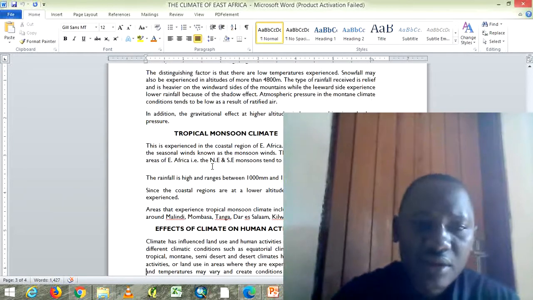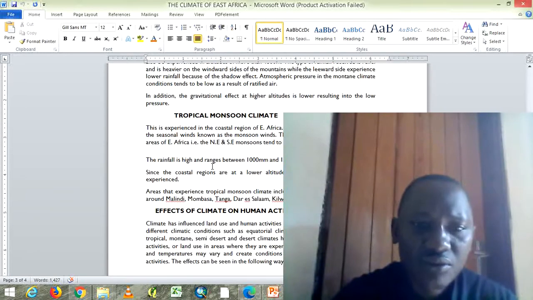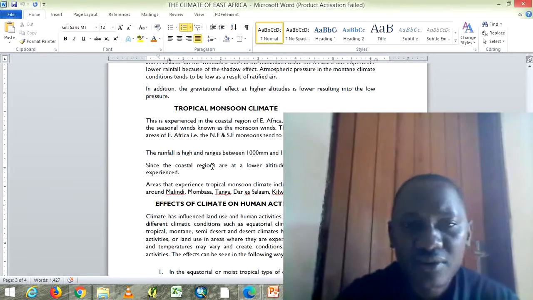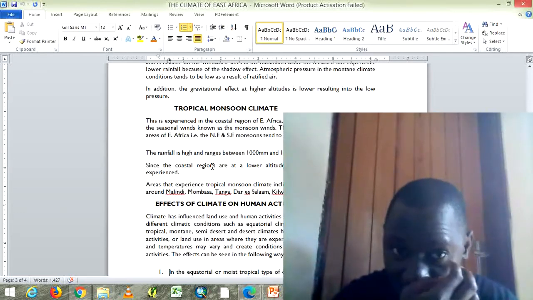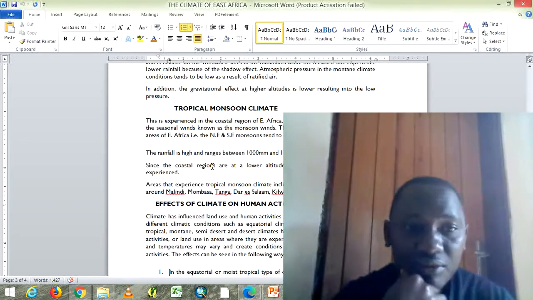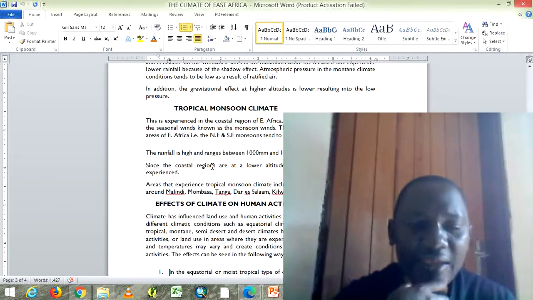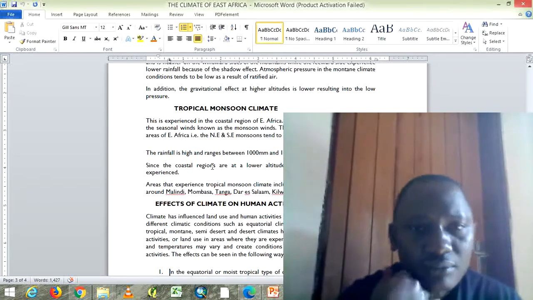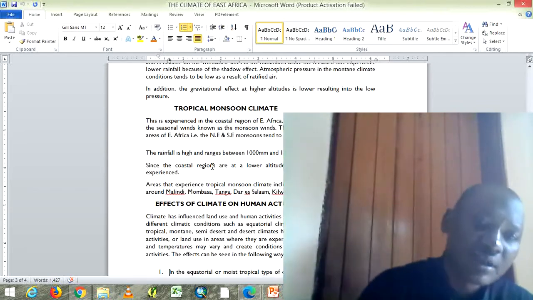Then the next one is the tropical monsoon experienced in the coastal region of East Africa, basically influenced by the seasonal winds known as the monsoon winds. These seasonal winds affect the coastal areas of East Africa, i.e. we have the northeast and southeast monsoons, which tend to bring in heavy rainfall.